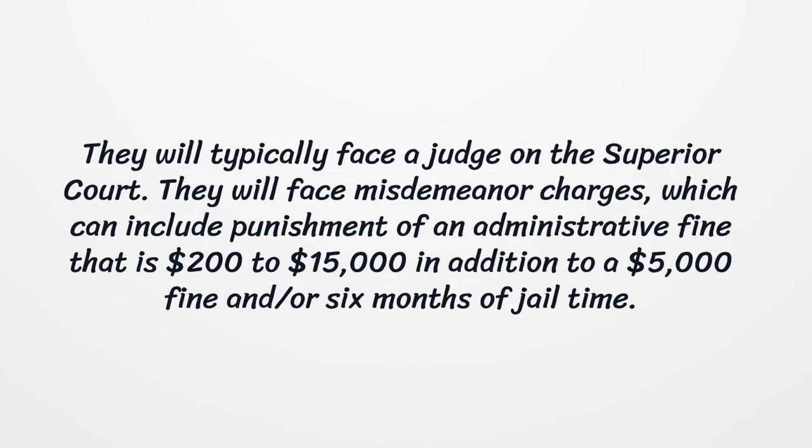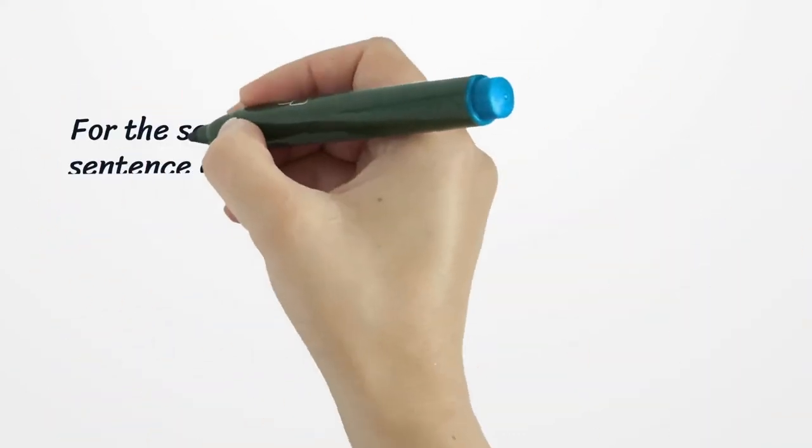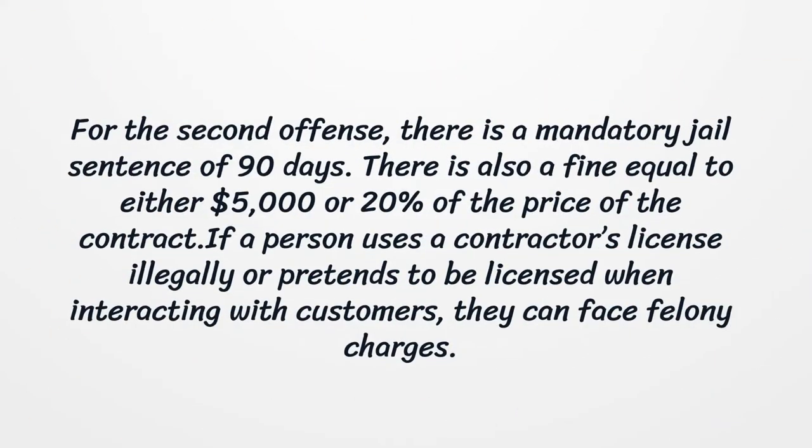they will typically face a judge on the Superior Court. They will face misdemeanor charges, which can include punishment of an administrative fine that is $200 to $15,000 in addition to a $5,000 fine and/or 6 months of jail time. For the second offense, there is a mandatory jail sentence of 90 days. There is also a fine equal to either $5,000 or 20% of the price of the contract.